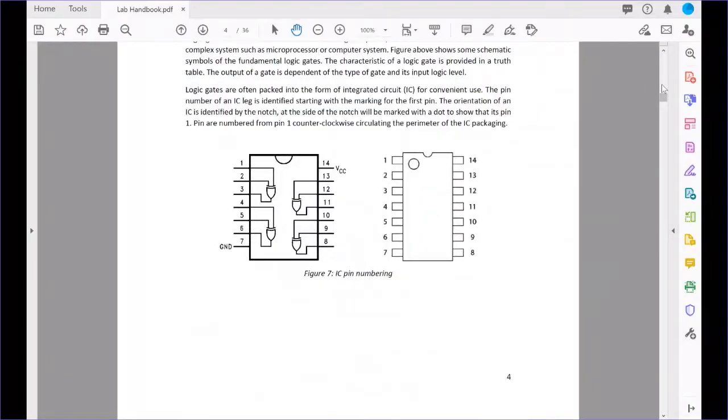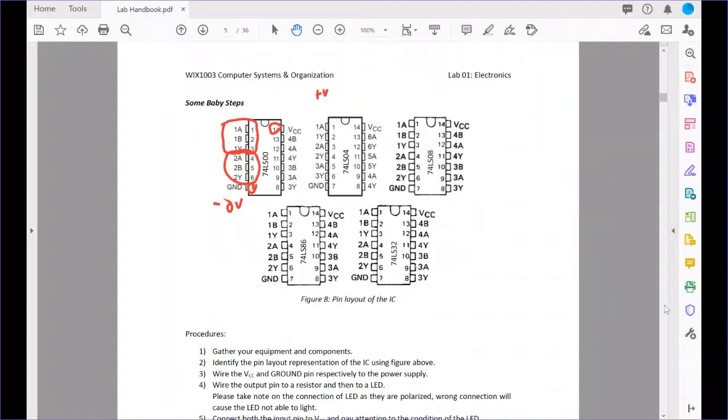This is the same as the previous slide, right? So this is the 1A, 1B and 1Y, right? Then this is 2B and this is 2A and it is 2Y, right? This is how they design the logic gate inside your IC. So by referring to these diagrams, you can know what to connect to.